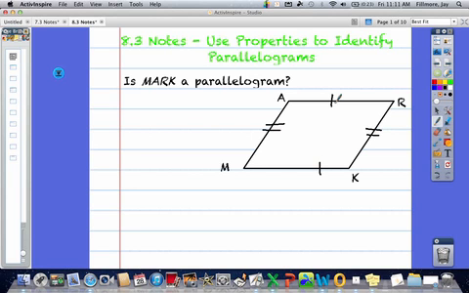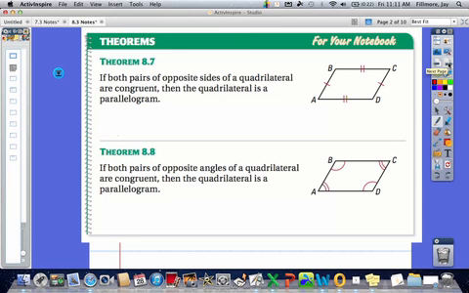There are several theorems and several ways we can conclude if something is a parallelogram. The definition says if you have opposite sides that are parallel, that's a parallelogram. That was from section 8.2. That's just the basic definition of what a parallelogram is. There's a couple other ways as well. Theorem 8.7, which these numbers are important to note, if the pairs of opposite sides are congruent, then it's a parallelogram. Again, as long as this is a quadrilateral.